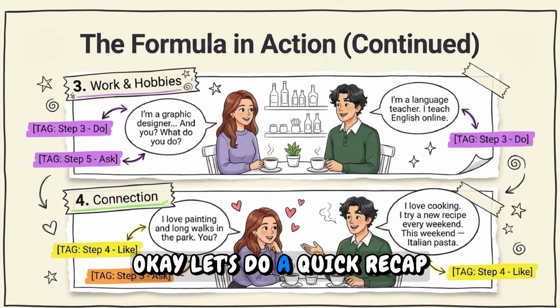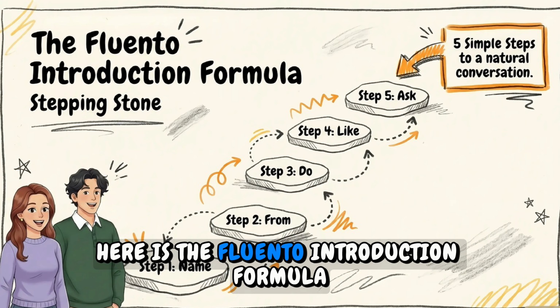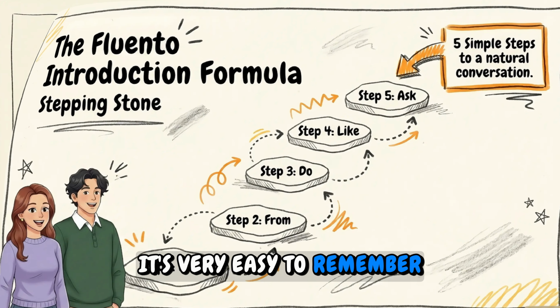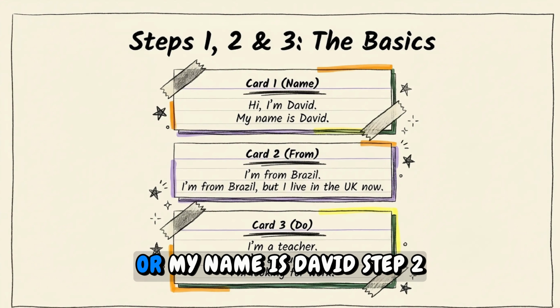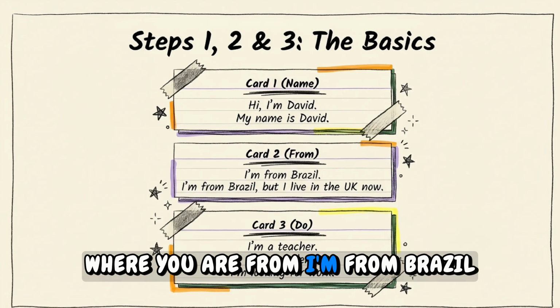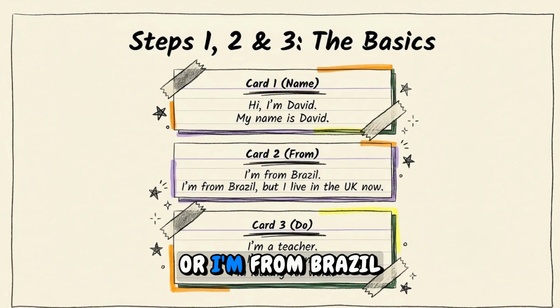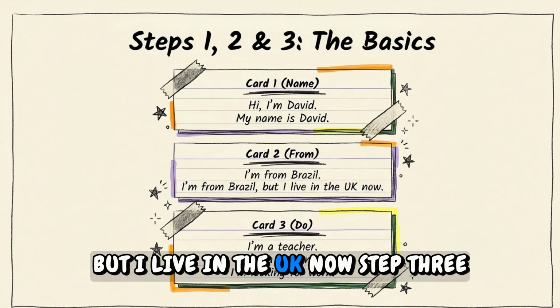Okay, let's do a quick recap. Here is the Fluento introduction formula. It's very easy to remember. Step 1. Your name. "Hi, I'm David." Or "My name is David." Step 2, where you are from. "I'm from Brazil." Or "I'm from Brazil, but I live in the UK now."